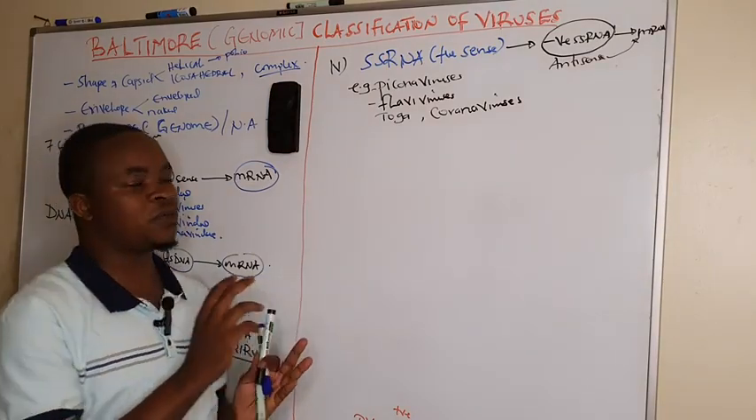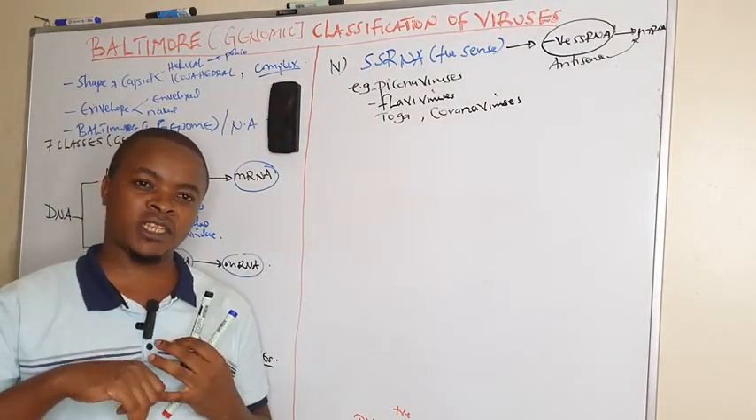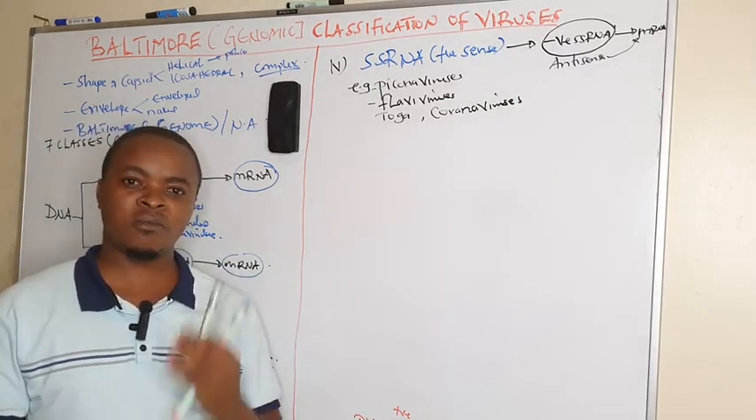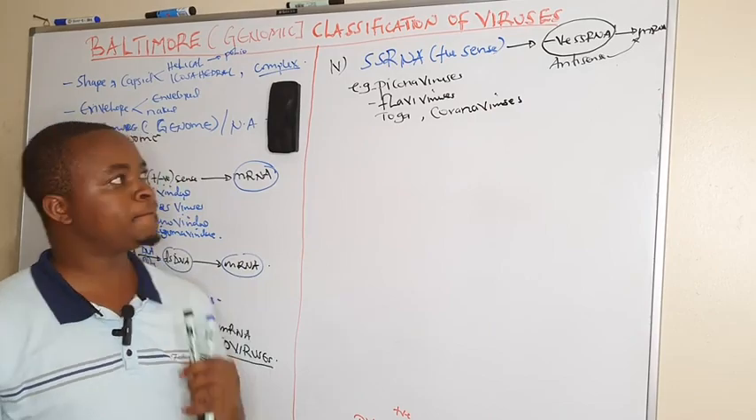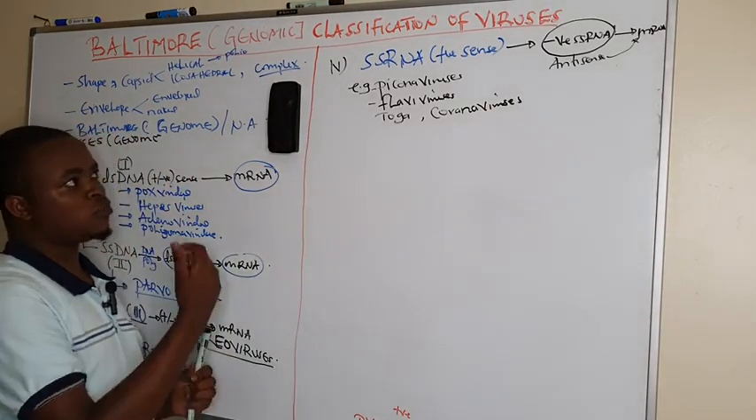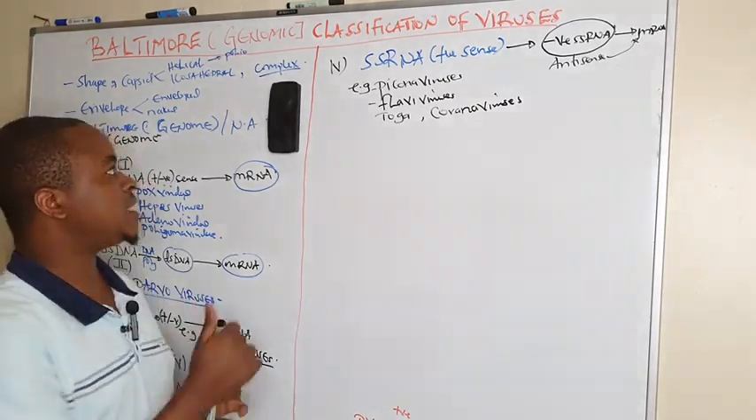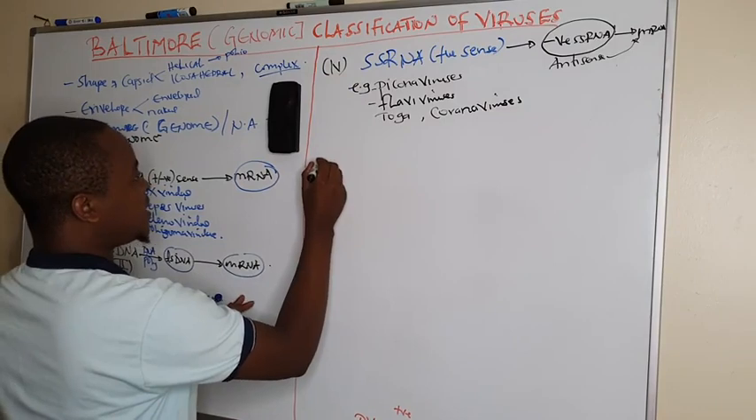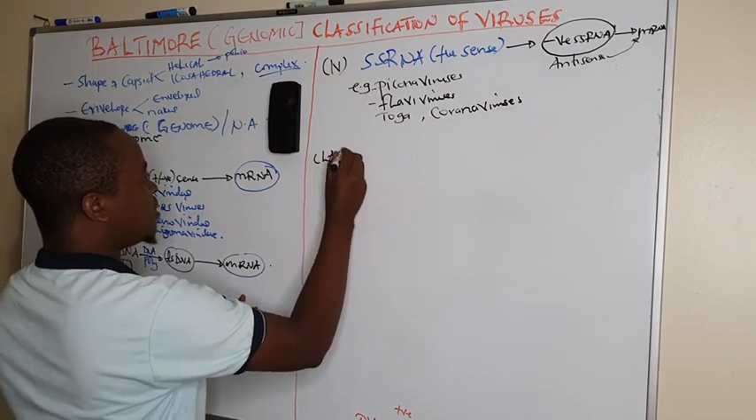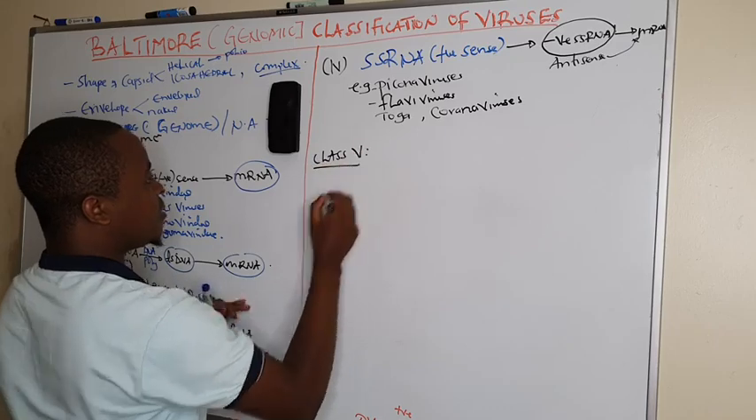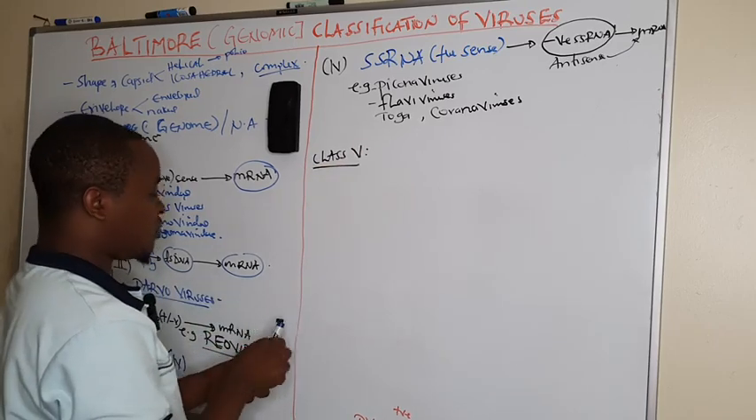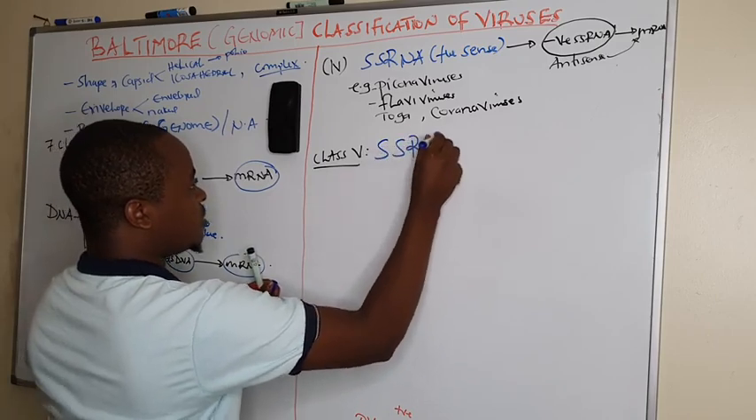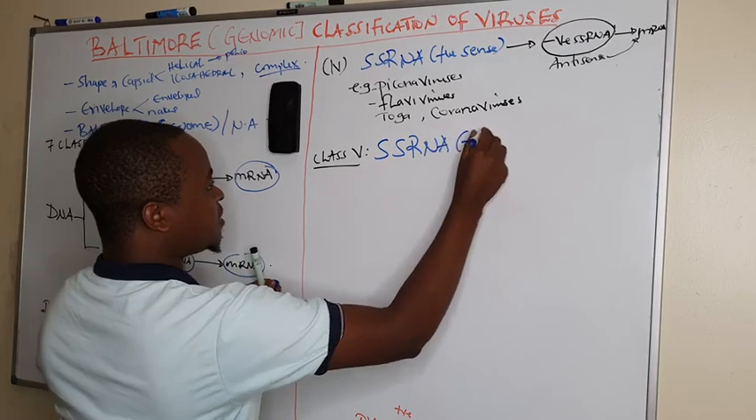So these are the examples which need to first be converted to negative sense so that they can be transcribed into what we call messenger RNA. So you need to know the class and the example, and we are saying this is class number 4. Don't forget. Then class number 5. Class 5, we have single-stranded RNA with negative sense.